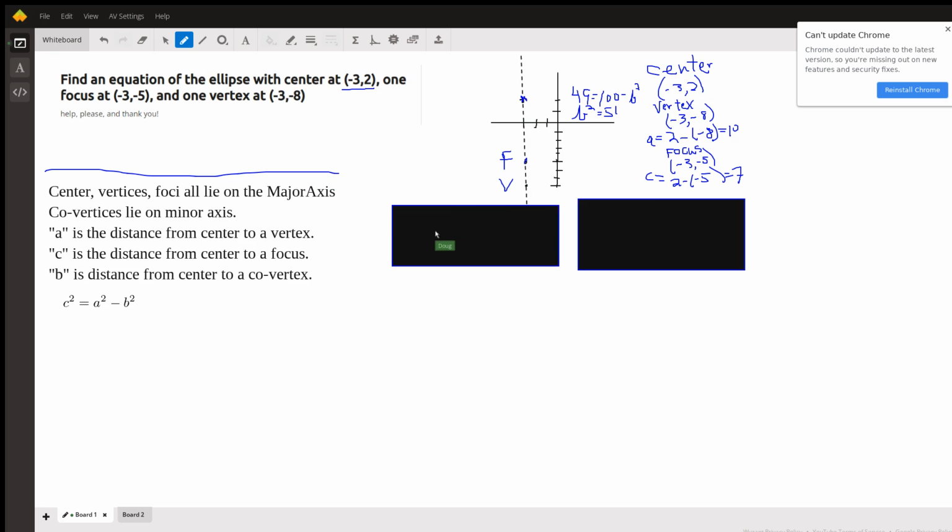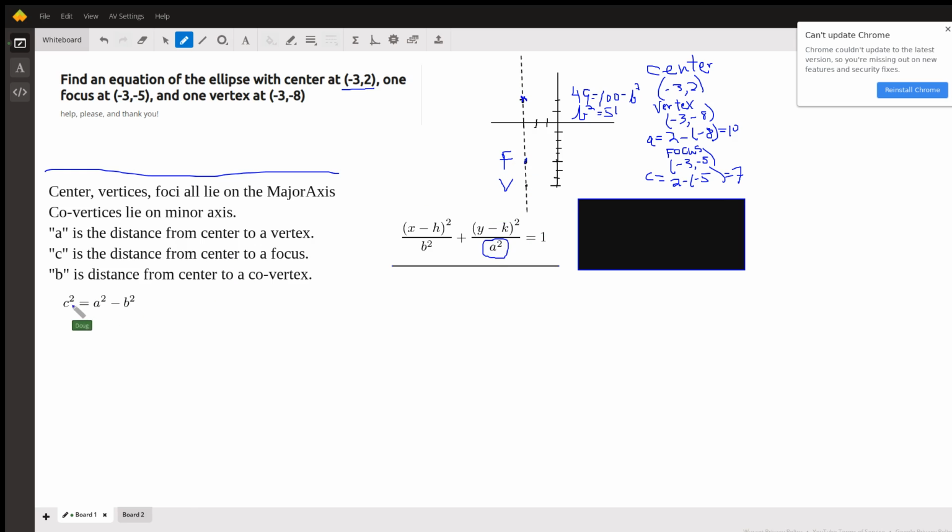And that in turn means that we're going to have an equation that looks like this, where (h, k) is the center of the ellipse, and a squared will be under the y term, and b squared will be under the x term, because a is the distance from the center to a vertex, c is the distance from the center to a focus, and b is the distance from the center to a covertex. And of course, since the major axis is vertical, we want the a squared to be under the y.